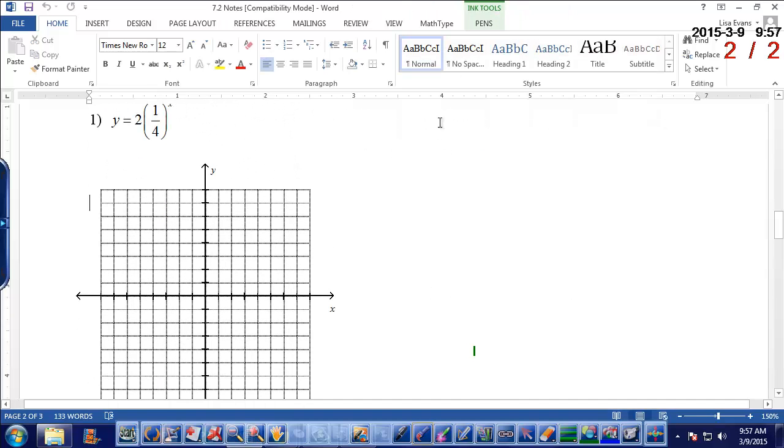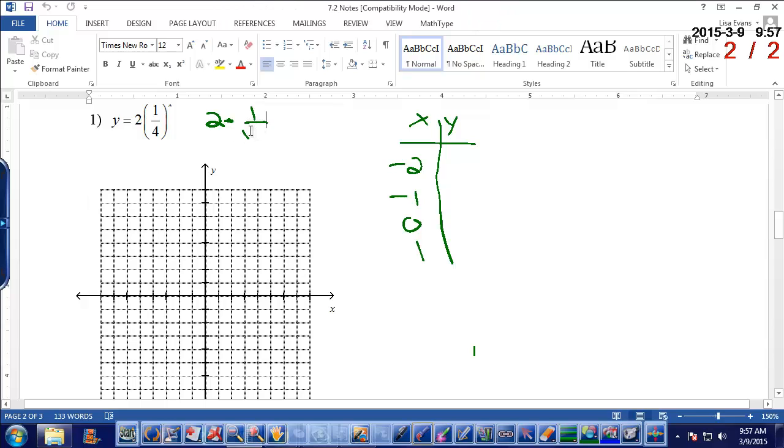Okay, I'm going to go ahead and make my chart. I'm going to do -2, -1, 0, 1. So when I plug -2 in, we get 2 times (1/4) to the -2. We want to flip that. So we get 2 times 16. Look how huge this is, 32. So I'm way off my graph. So we're going to go ahead and put -1 in.